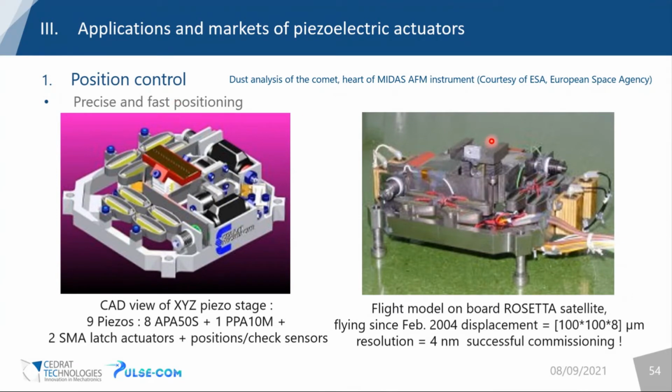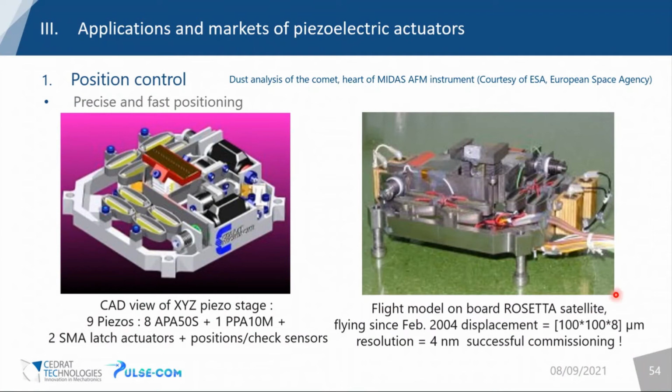This system was embedded onto the Rosetta satellite that was launched in 2004 and reached a comet between Earth and Mars in 2016. Why did we need such an actuator? It was to analyze the dust on the comet, for the MIDAS AFM instrument. I've put some references here if you want to check on the internet.